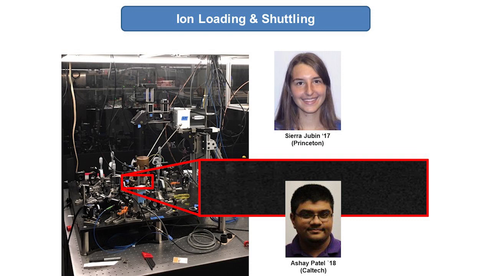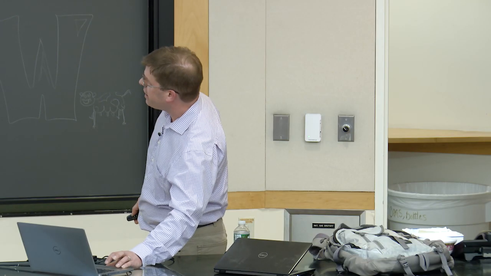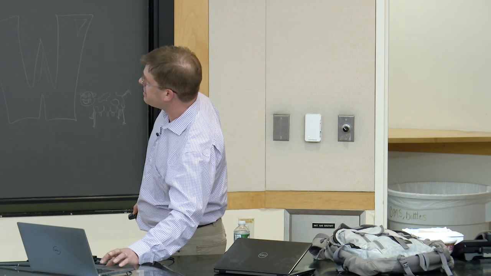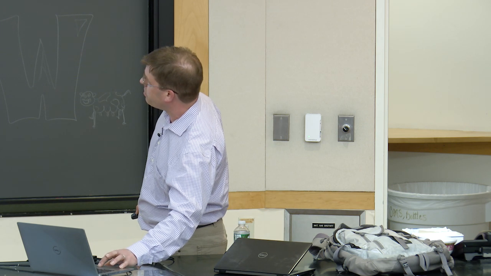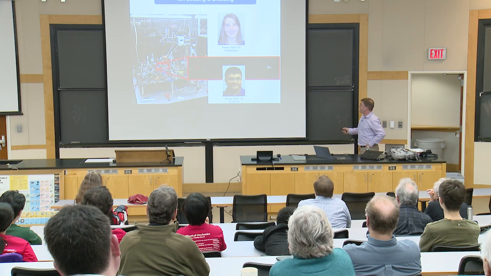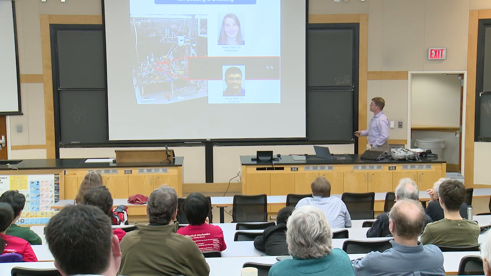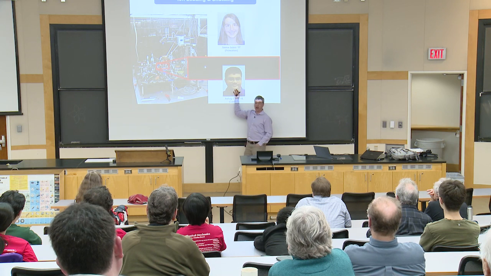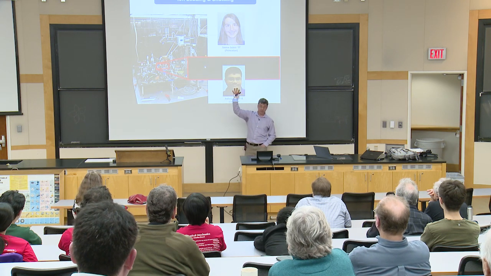So Sierra Jubin was responsible for building sort of the assembly that the trap is in. And then once that was done, Ashe was the first one to trap ions in it and demonstrate that we could control them. So here we have a video that Ashe made years ago of a single ion being loaded into the trap. So you can imagine sort of behind the projector screen is an oven. There's neutral atoms coming sort of through the screen.